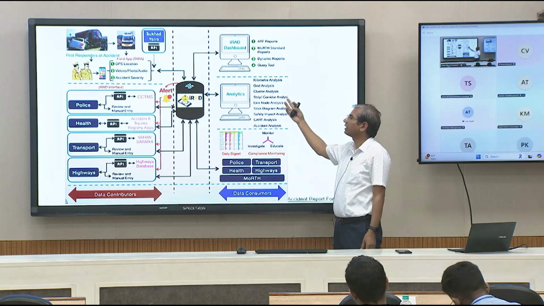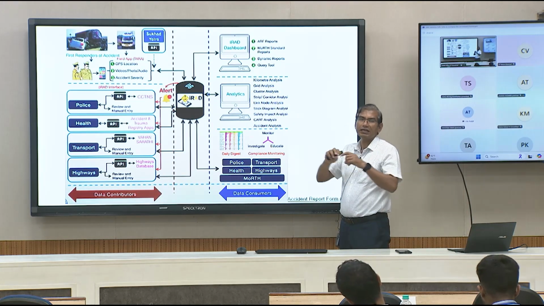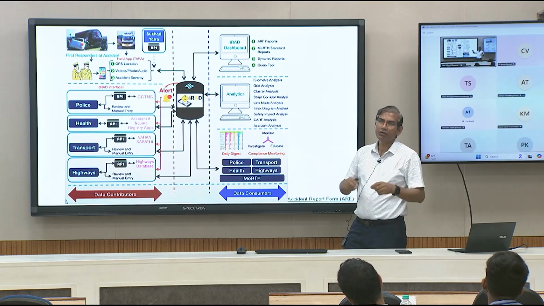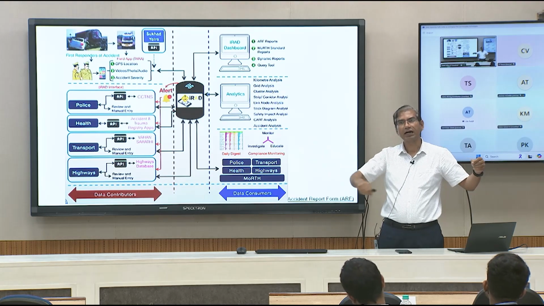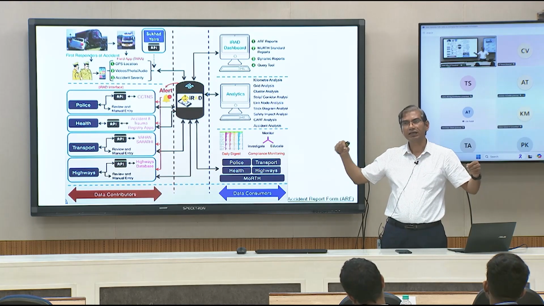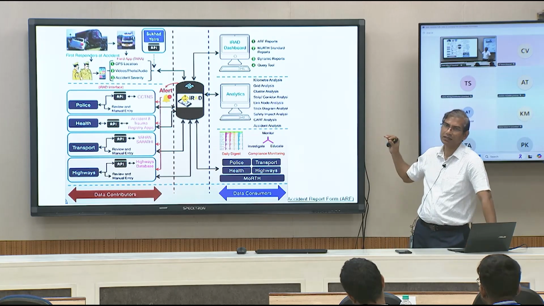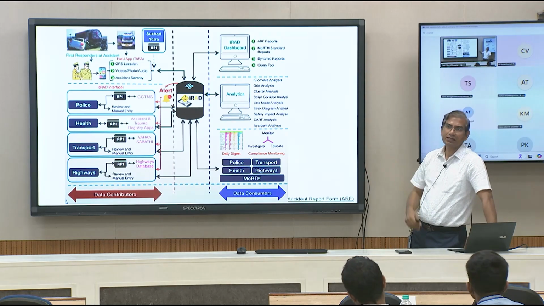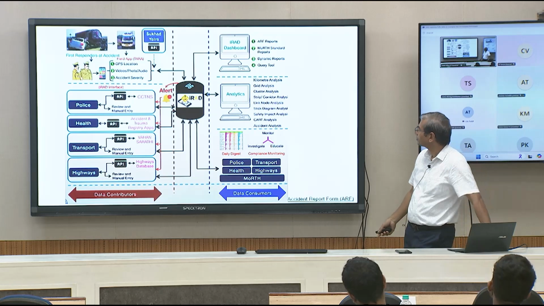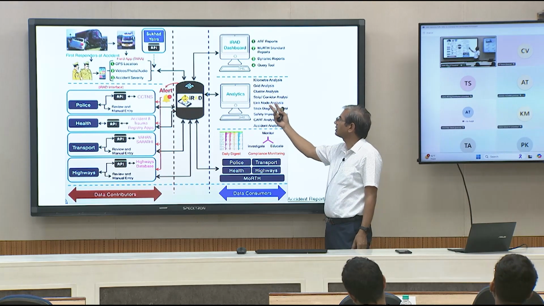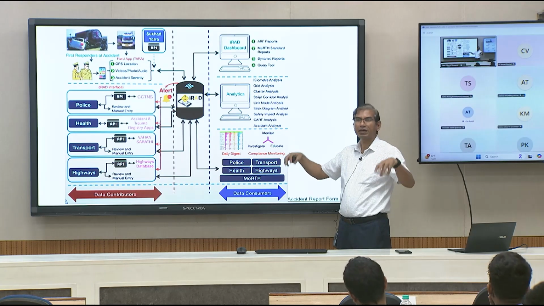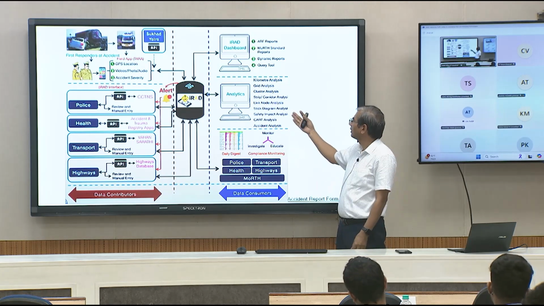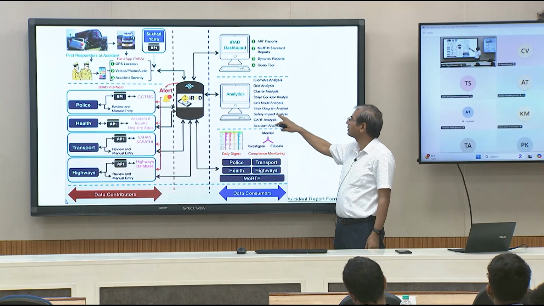Then corridor-wise. Sometimes you are not interested in grid-wise, maybe you want to know the status of NH 37. Along all of NH 37 the accidents will be plotted, and then you will know which stretch is more prone to accidents. Then link and node analysis: maybe between one intersection and another, how many accidents happen, or at a particular intersection how many accidents happen. Then you can have accident-related stick diagrams depending upon the type of accident.